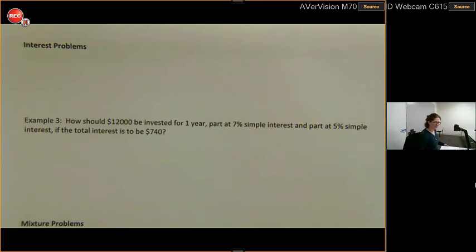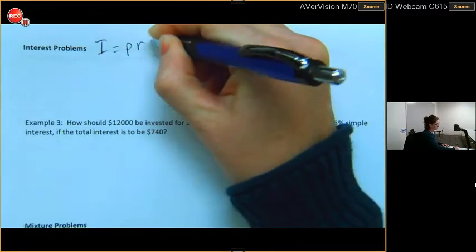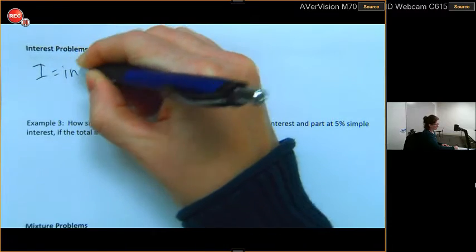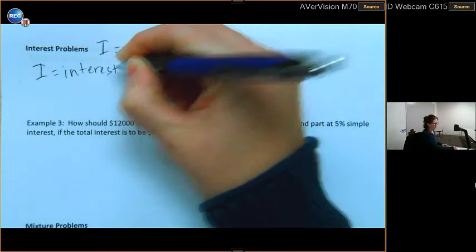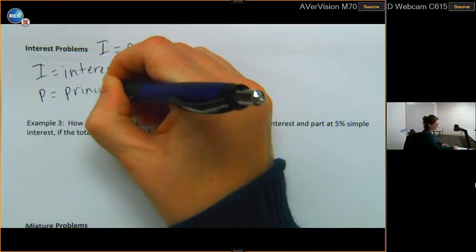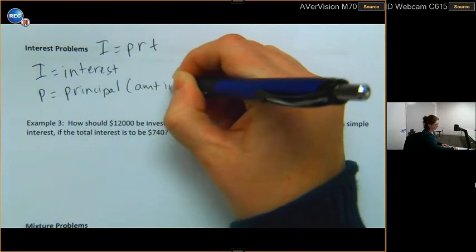Here we are with the second part of section 4.5. We'll start out with interest problems. The formula is interest equals principal times rate times time. So that capital I represents how much interest was earned. P stands for principal. Principal is going to be the amount invested.